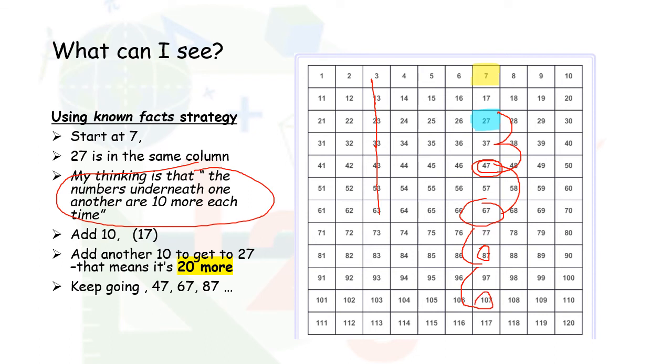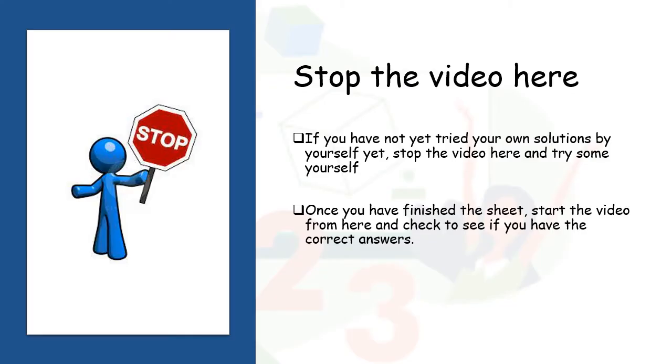There's my pattern. That's really different to the first one, and it's a different strategy again. The first one was trial and error, and this is using my known facts. What do I know? I know that as the numbers go down, they just get 10 bigger. So that's using my knowledge of numbers to help me solve my number pattern. So you're going to stop the video here and you're going to have a go at doing something else. I'll give you a few moments.